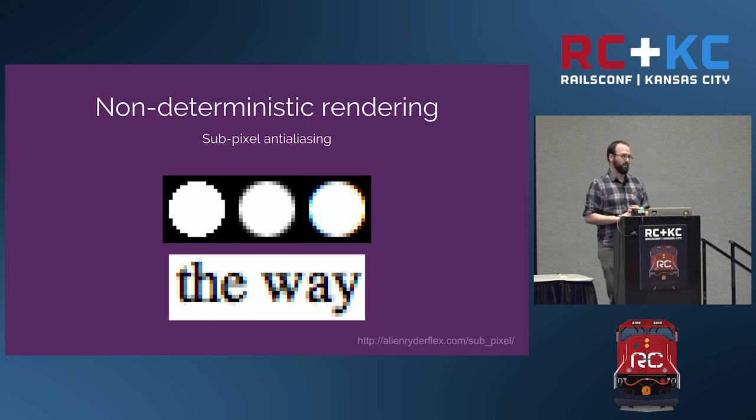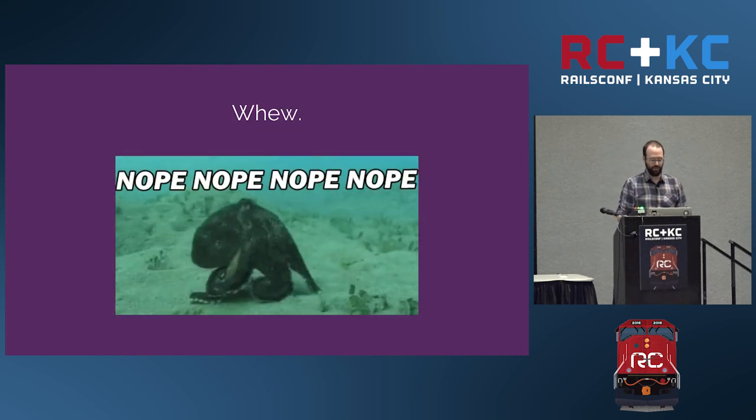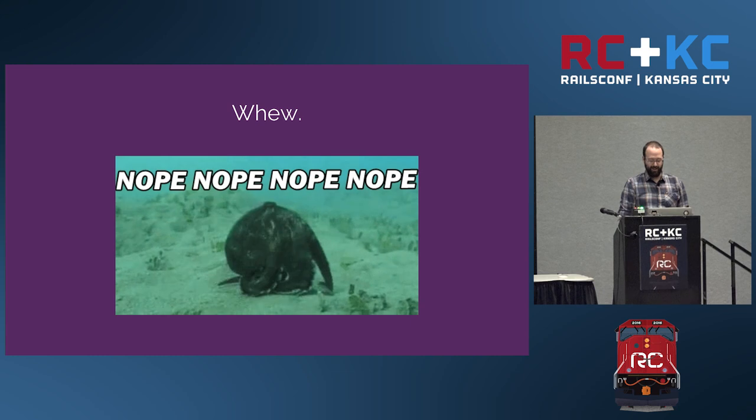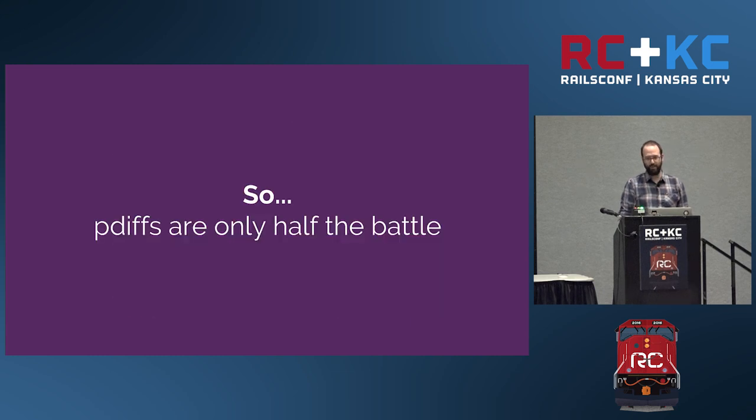Some tools attempt to solve this with some sort of OpenCV computer vision researchy things where you try to say, oh, is this a button? Has the button moved? And you sort of try to derive the page back from the image, right? That's hard. So PDIFs are only half the battle here, right?